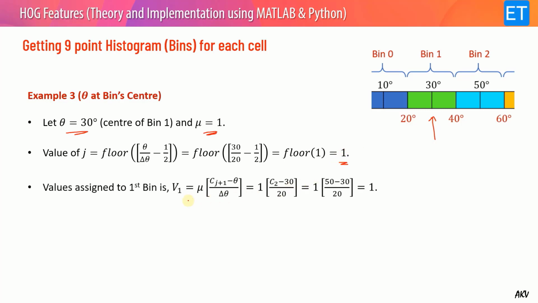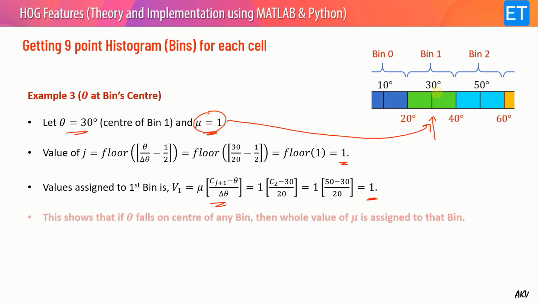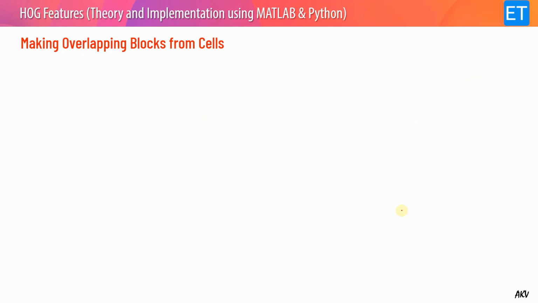For that, the value assigned to bin 1 is calculated by this equation. Here I am getting the value 1. So it means the whole mu is assigned to bin 1 only. There is no need to calculate for the next bin, bin 2. If it is lying at the center of the bin, the whole value of mu will be assigned to that corresponding bin. So this is the conclusion: if your theta falls on the center of any bin, then the whole value of mu will be assigned to that bin. It will not be shared by two bins.